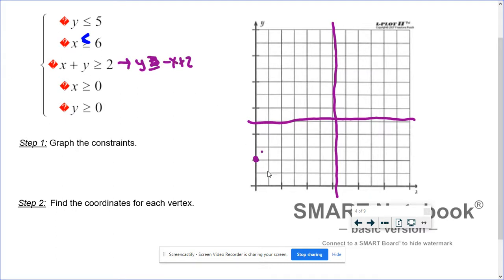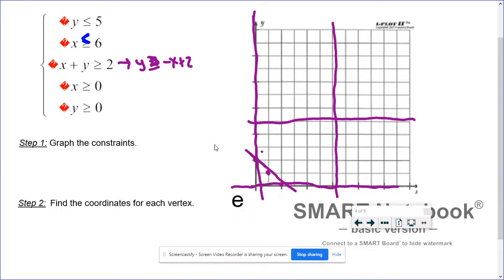Slope of negative 1. So that means I'm just doing this. It is greater than or equal to, so what is this? A solid line, and we'll be shading above that. X is greater than or equal to 0 is a vertical line through 0. Y is greater than or equal to 0 is a horizontal line through 0.